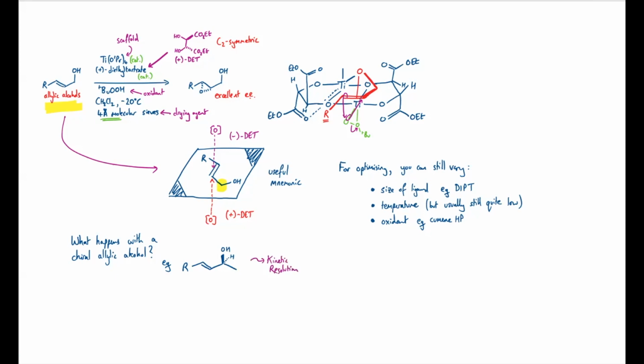Now, a kinetic resolution is when, well, say we had a racemic mixture of this, we can hope that one of the enantiomers reacts faster than the other. This will allow us to resolve our racemic mixture into two products, hopefully half of it reacting quickly and turning into an epoxide, and half of it with the opposite configuration staying as it is.